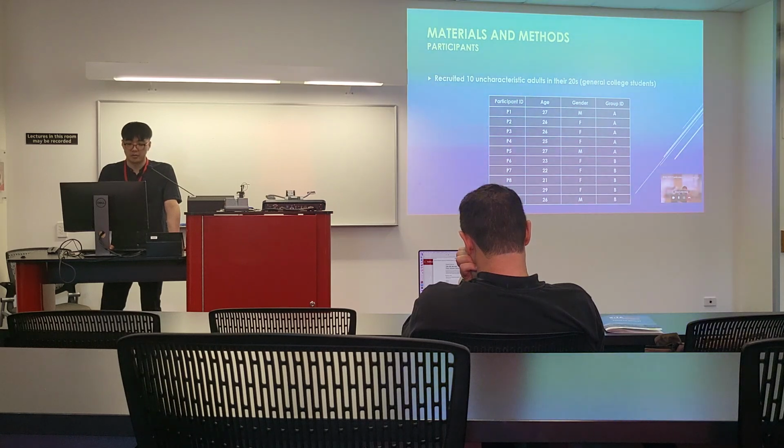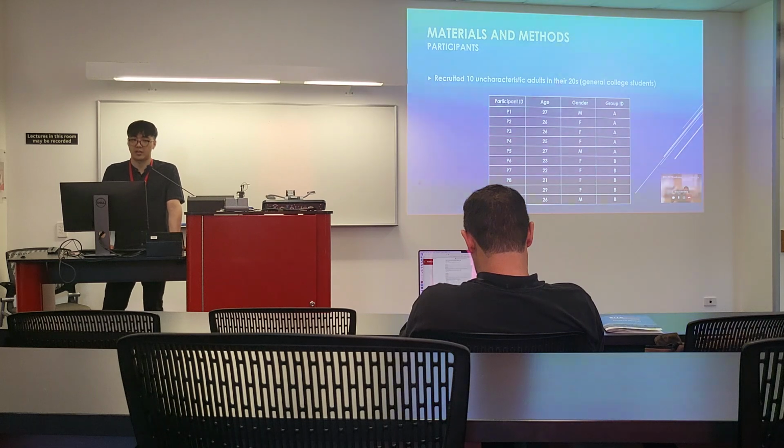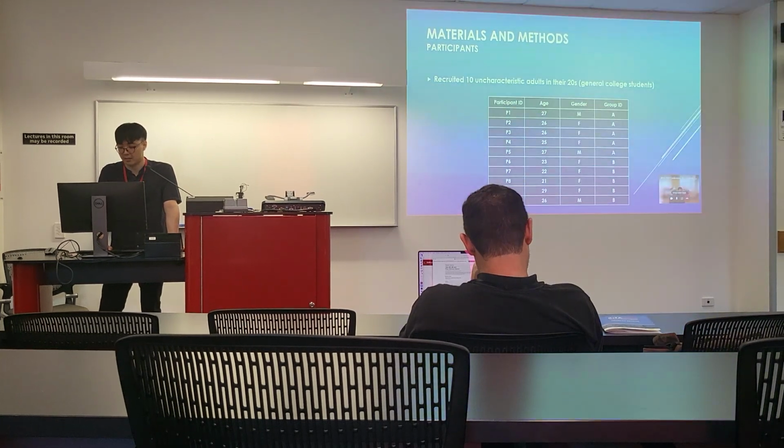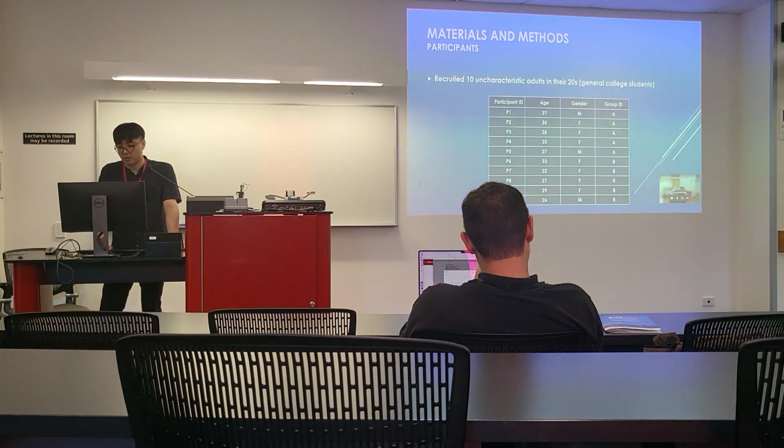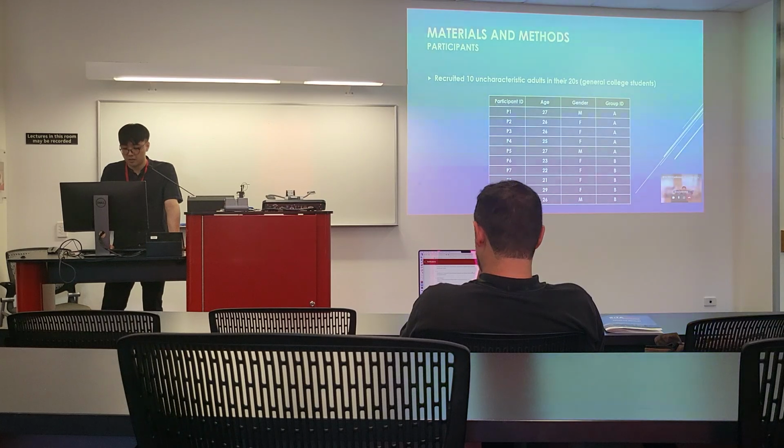For this study, we recruited 10 typical adults in their 20s. They are all general college students. The 10 participants were divided into two groups, Group A and B. This division was conducted based on the gender ratio and age, but since 3 out of 11 were males, males were preferentially divided and then divided into groups according to age.